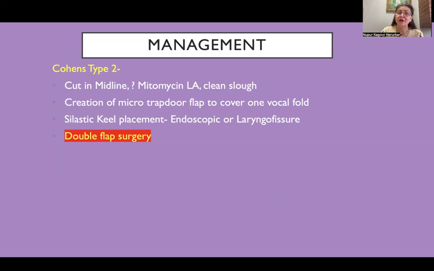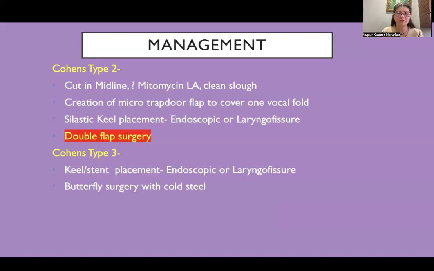Creation of a microtrap door flap to cover one vocal fold, silastic keel placement after cutting of the web, which may be... The exposure may be achieved endoscopically or through a laryngofissure, and a double flap surgery. I've highlighted that in red because that is currently my go-to surgery for the Cohen's type 2 web.